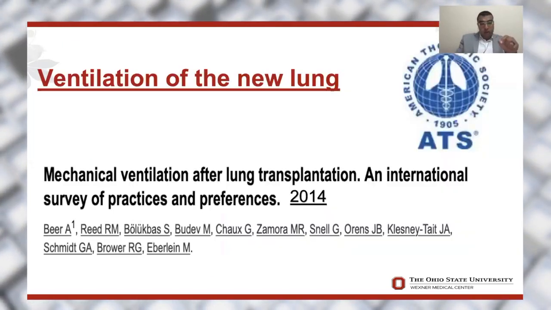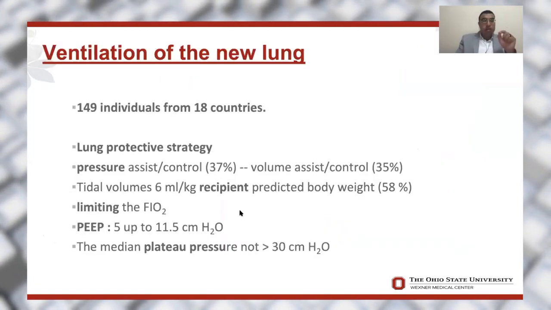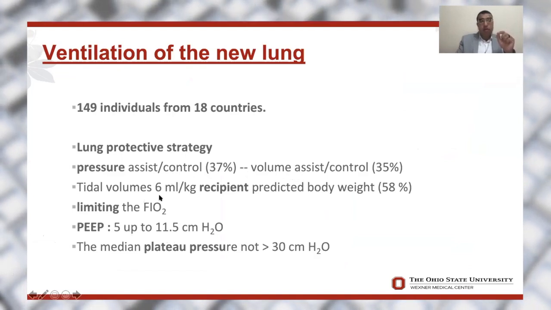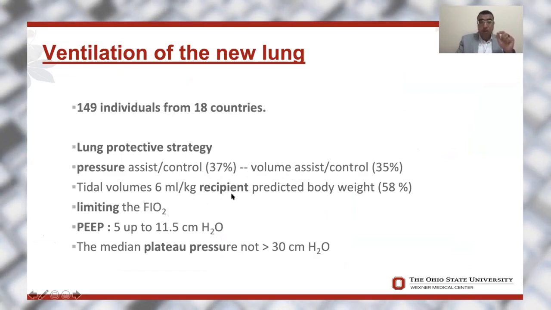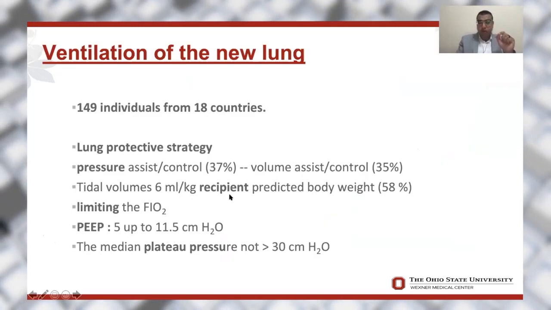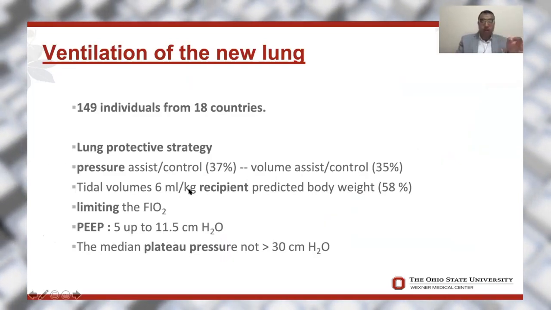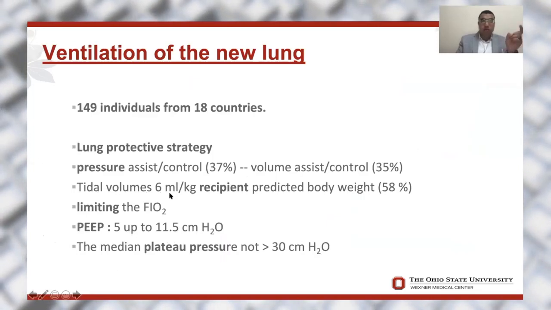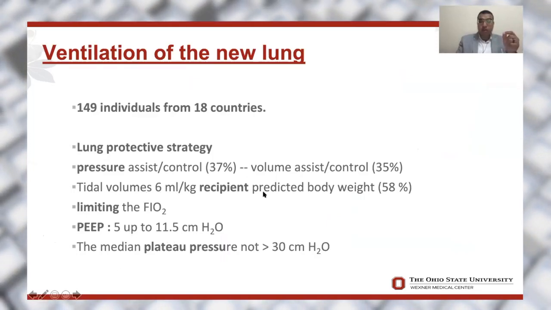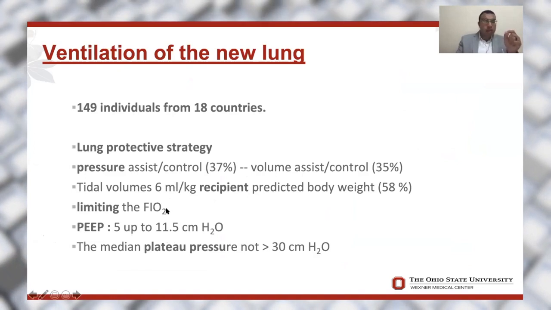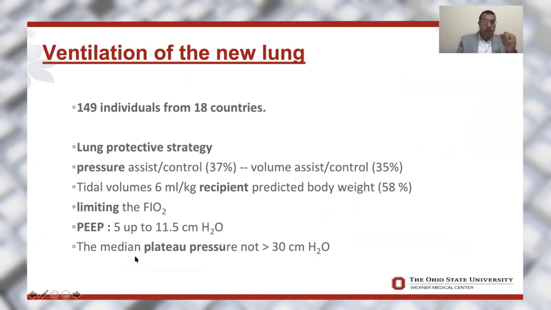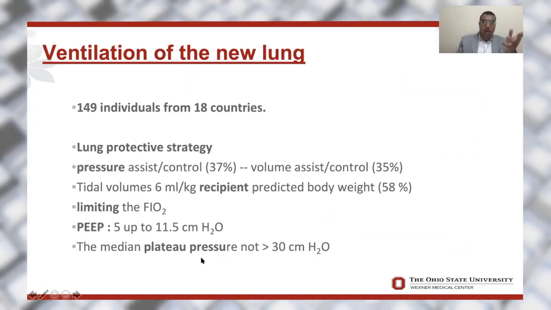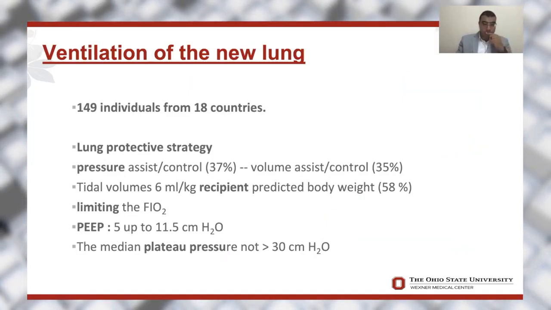Regarding ventilation of the new lung, in this study they used pressure control more than volume control. They used a tidal volume of 6 ml per kg, for sure of the recipient, not the donor. So the transplanted lung, you will ventilate with a tidal volume of 6 ml per kg of the recipient's predicted body weight, limiting the FiO2, PEEP 5 and up, and maintaining the plateau pressure not more than 30 as the lung protective strategy.